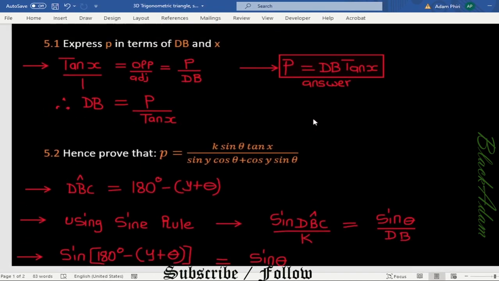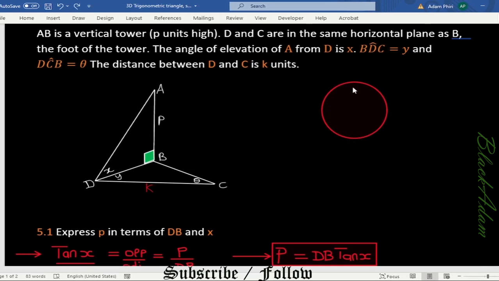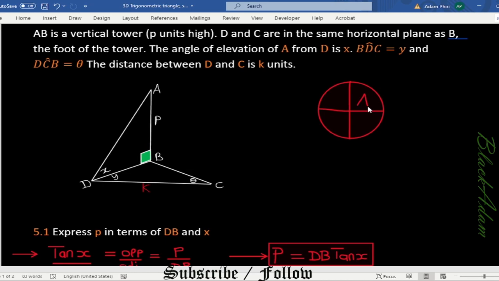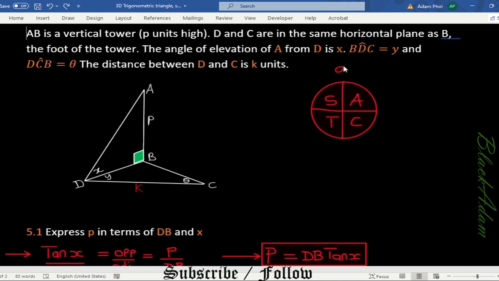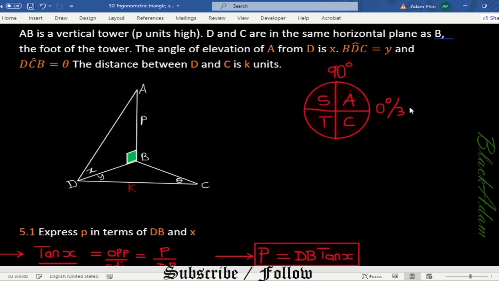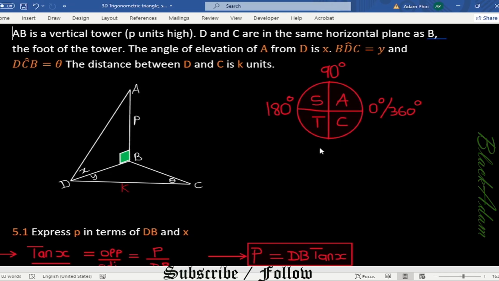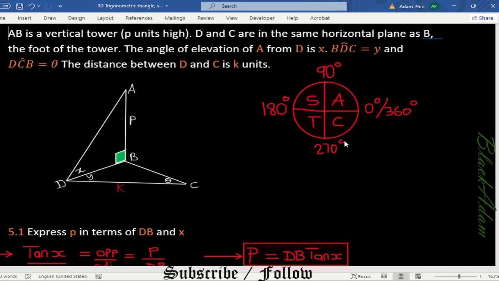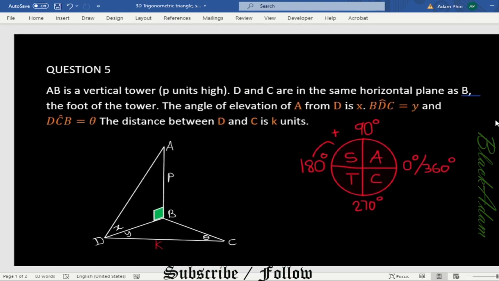And then from there we have to draw the CAST rule. So the CAST rule, where we have all trig identities, we have sine, tan and cosine, and then we have 90 degrees there at the due north, and we have 0 degrees or 360 degrees due east, and then 180 degrees due west, and then 270 degrees due south. And then 180 minus, so you can see that it's a plus as it moves to the sine. Okay, so it's a plus there.